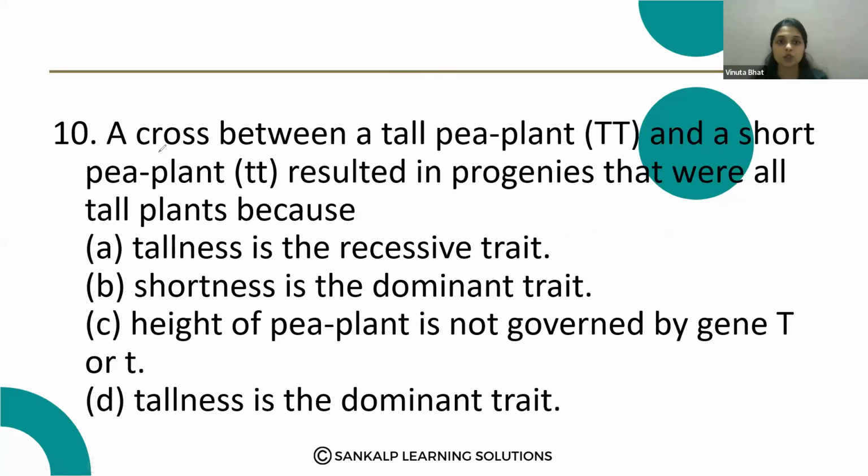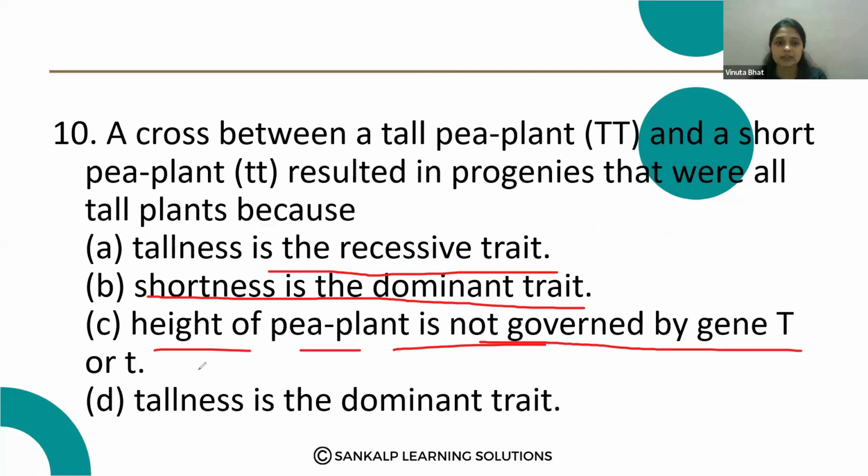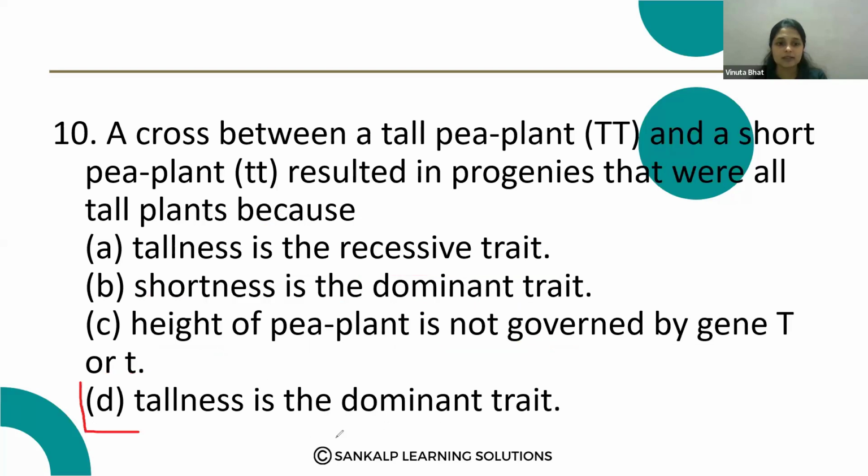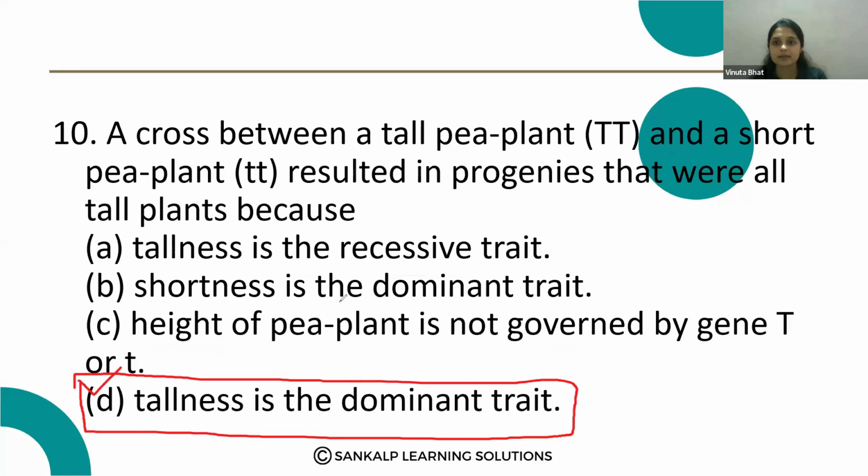A cross between a tall pea plant and a short pea plant resulted in progenies that were tall plants because tallness is the recessive trait, shortness is the dominant trait, height of pea plant is not governed by the gene T or t, tallness is the dominant trait. Here the correct answer is option D, tallness is the dominant trait. Option D is the correct answer.